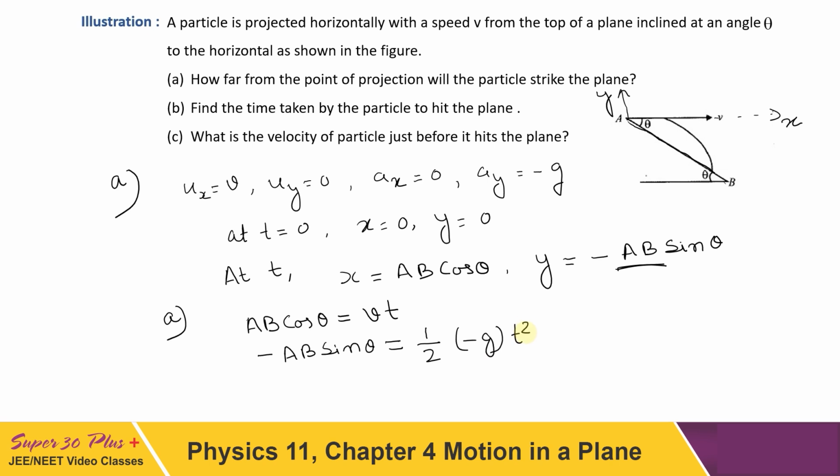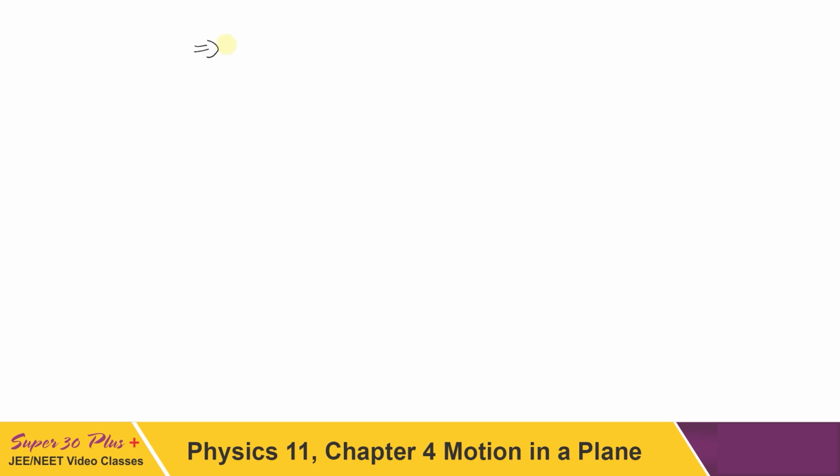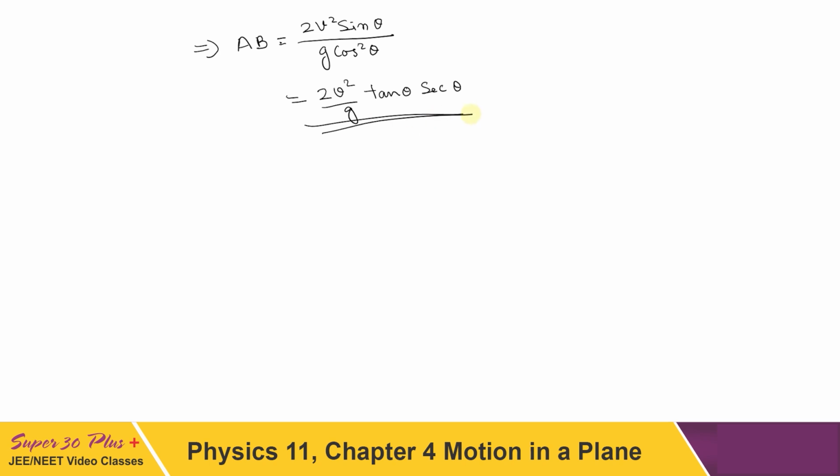If we solve these two equations and eliminate t, we will get AB sin theta is equal to g by 2 into AB cos theta upon v, whole square, which gives us AB is equal to 2v square sin theta upon g cos square theta, or it can be written as 2v square upon g tan theta into sec theta. So this is the distance travelled along the incline when the projectile hits the plane.